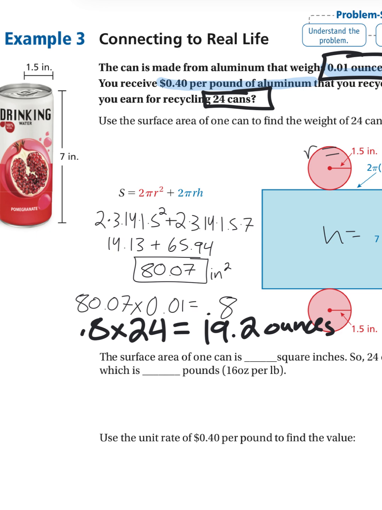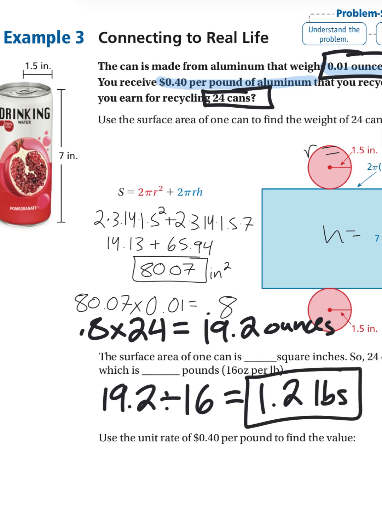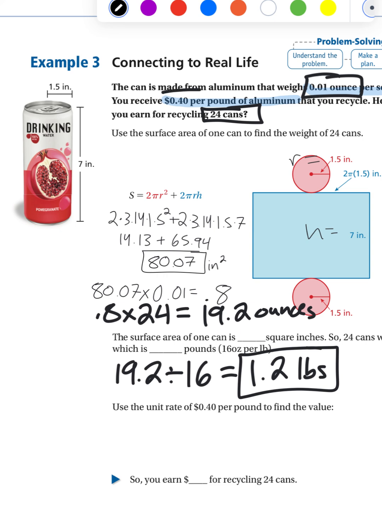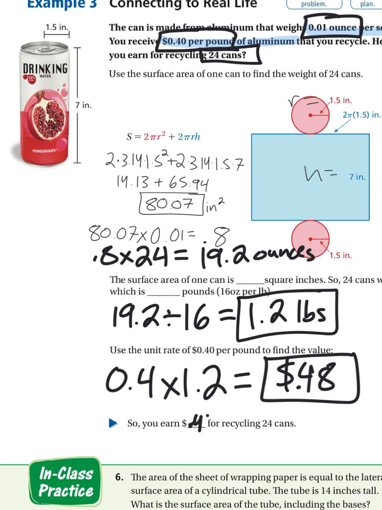So now I can convert that to pounds. To do that, we're going to do 19.2 divided by 16. And this is 1.2 pounds. So then it says you receive 40 cents per pound. So now we're going to take 40 cents times 1.2 pounds, which is 48 cents. So you would earn 48 cents for recycling 24 cans.